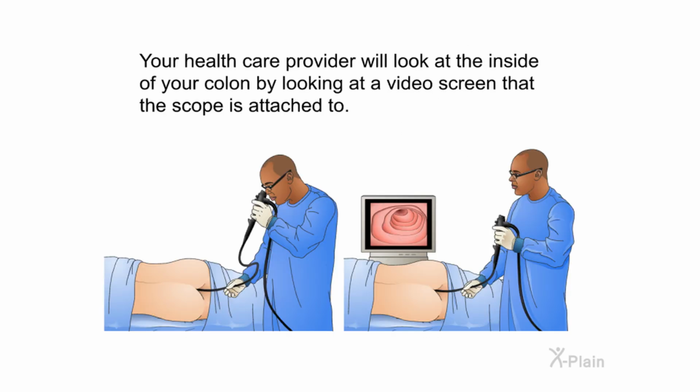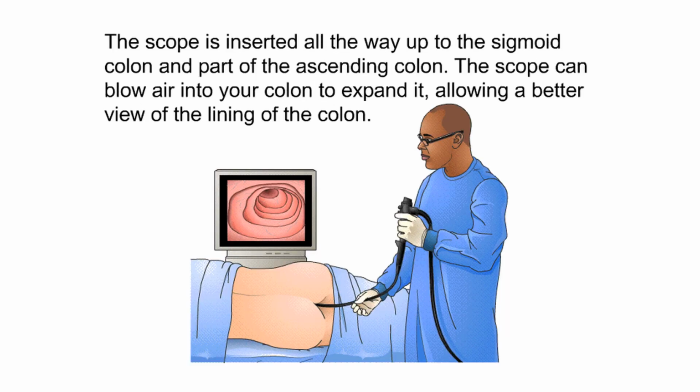Your healthcare provider will look at the inside of your colon by looking at a video screen that the scope is attached to. The scope is inserted all the way up to the sigmoid colon and part of the ascending colon. The scope can blow air into your colon to expand it, allowing a better view of the lining of the colon.